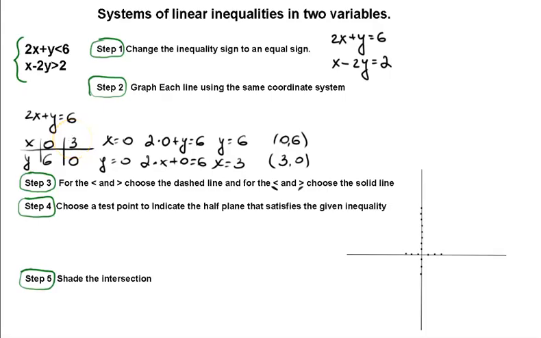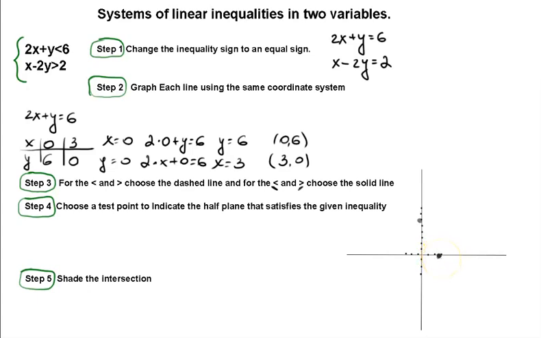So I have two points, and then I can graph the line. That will be 0, 1, 2, 3, 4, 5, 6, that's the first point. And the second point is 1, 2, 3, 0.